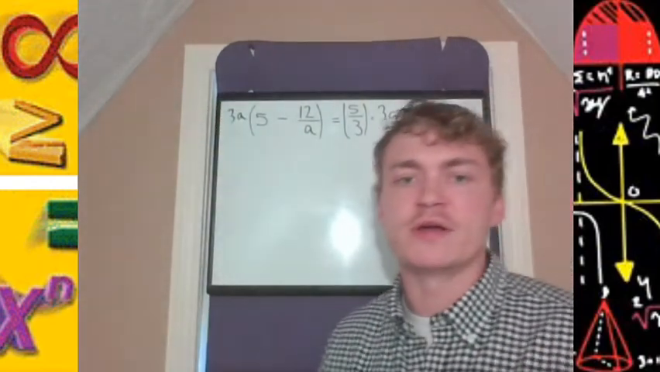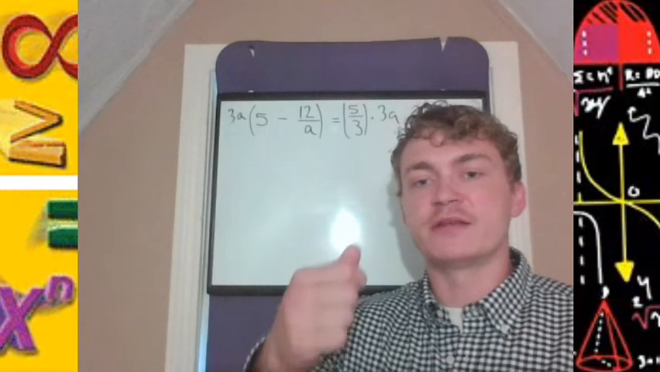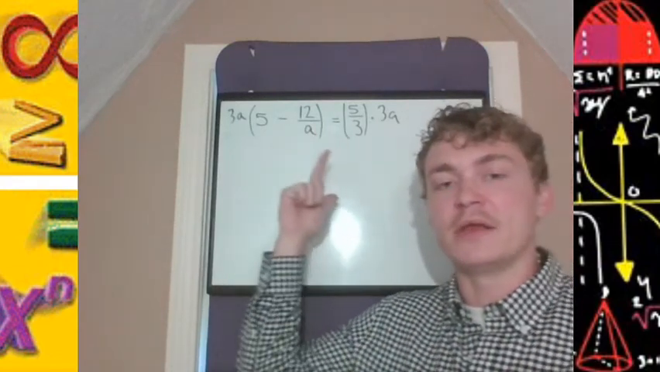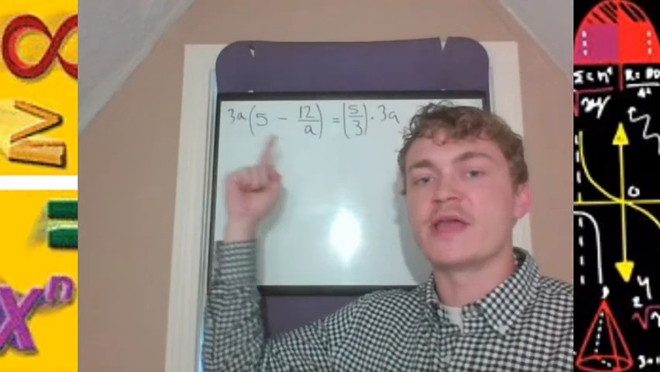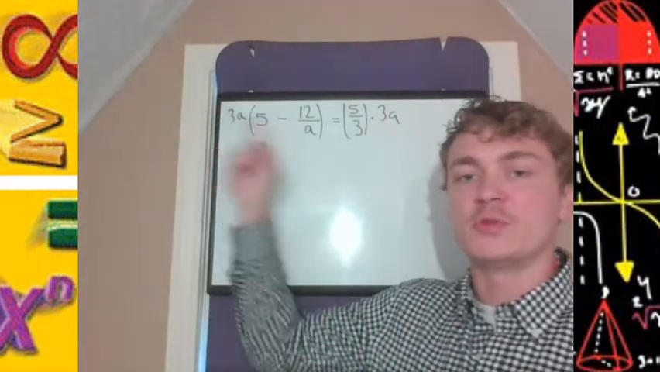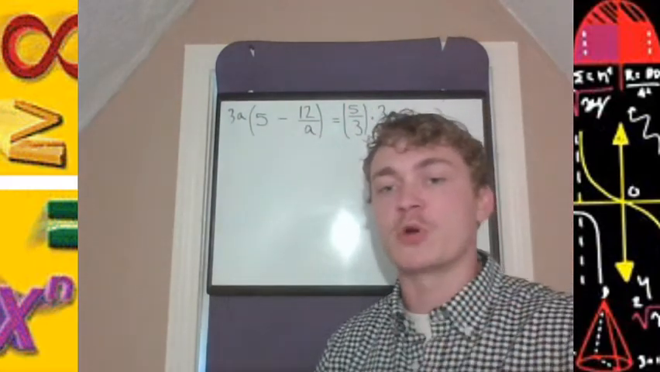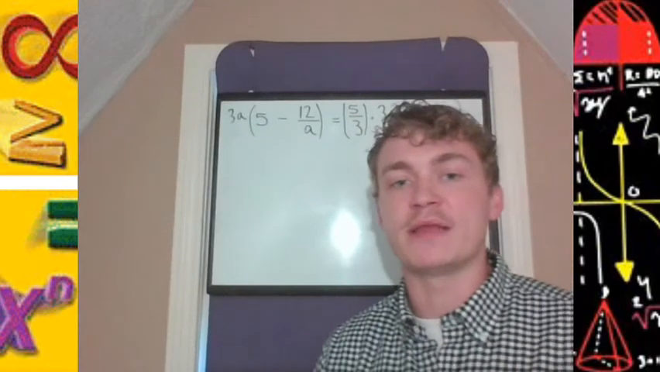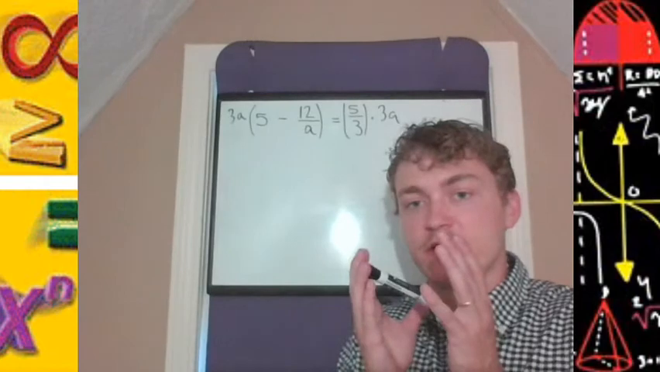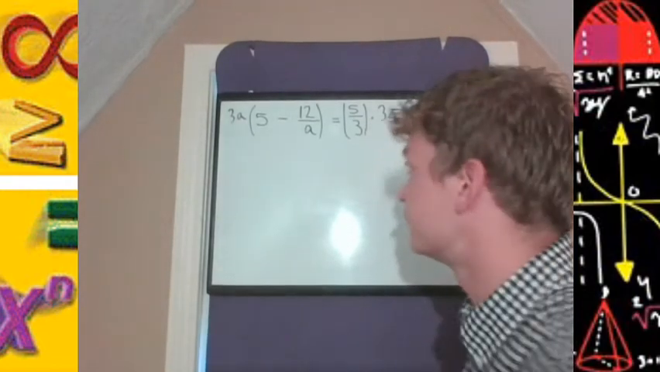Notice why we choose our LCD to be 3a, because 3a contains the factors 3 and a. Those are the two factors that are our denominators. So multiplying this 3a to this fraction will get rid of that a by canceling those out. Multiplying this 3a to this fraction will get rid of the 3 by canceling those out. That's why we're purposefully choosing to multiply by this value of 3a, because it's the LCD. It will be the one specifically chosen to get rid of our denominators.